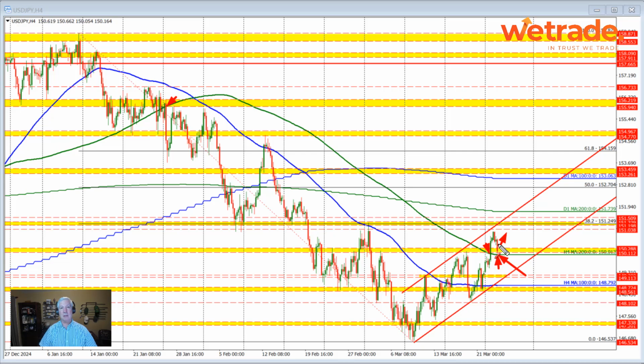As long as we can hold that level, then the bias or the upside corrective moves can continue. The 38.2% retracement of this move to the downside comes in at 151.25. It also corresponds roughly with this high right here. So that's going to be the next key target on the top side.